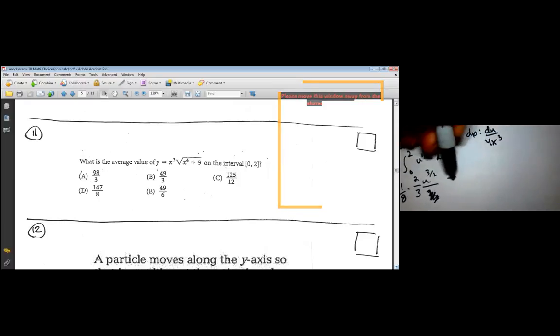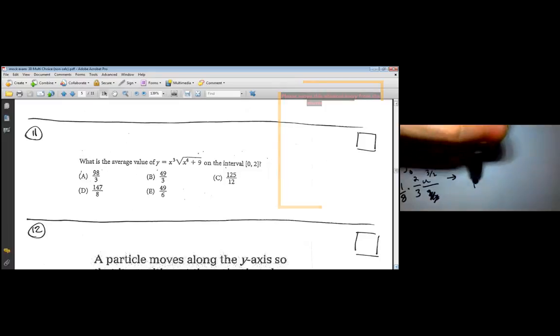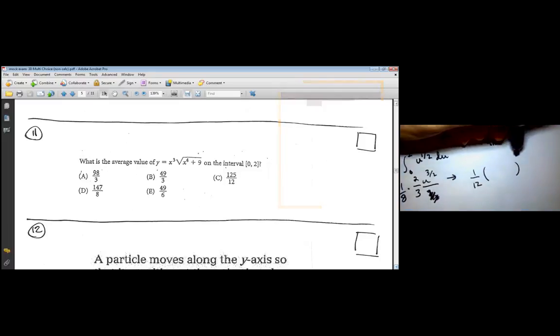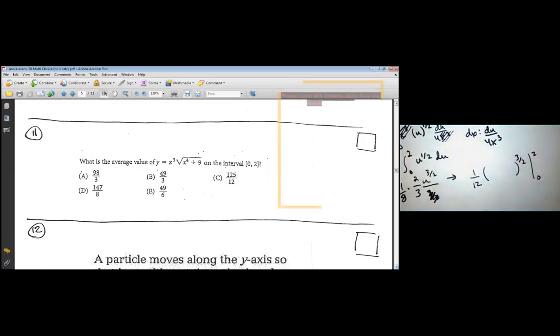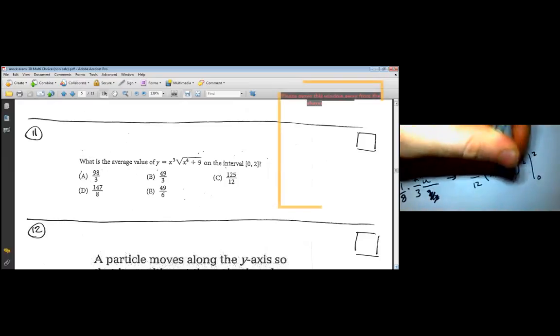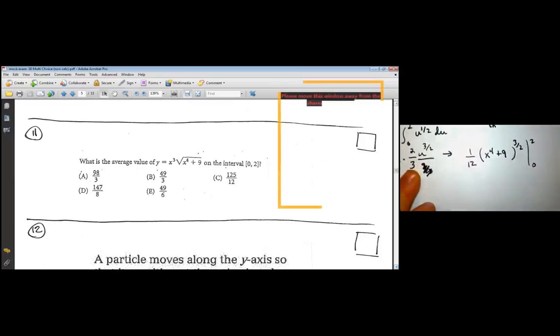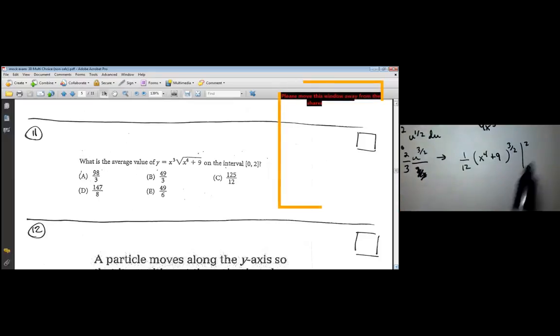So now, trying to simplify some of this, we've got 1 over 12 u to the 3 halves from 0 to 2. And what is u? X to the 4th plus 9. All right. A lot of math in this problem. Plug in 2. 16. 9 is 25. Square root is 5. Cubed is 125. 125 over 12. Toss in a 0.